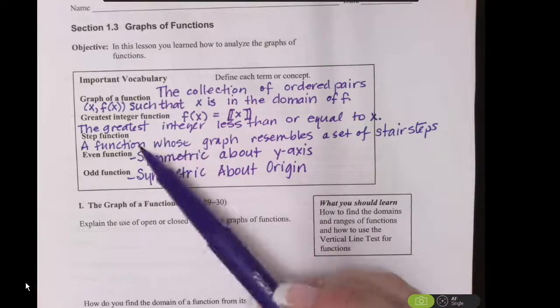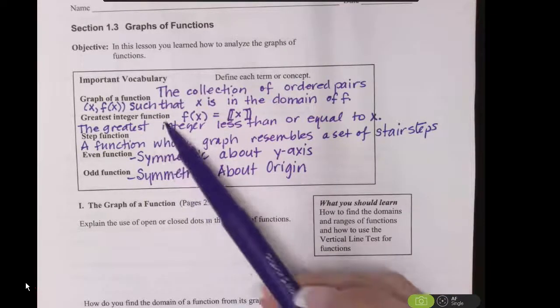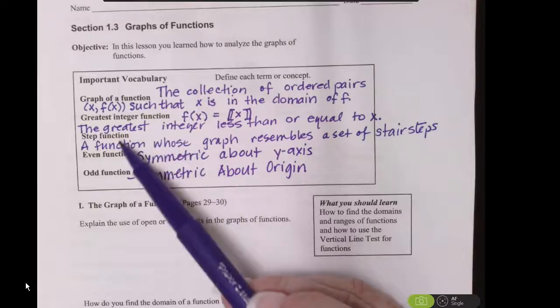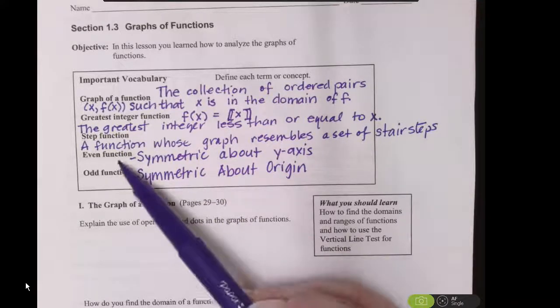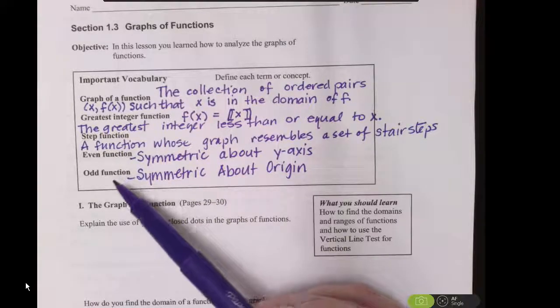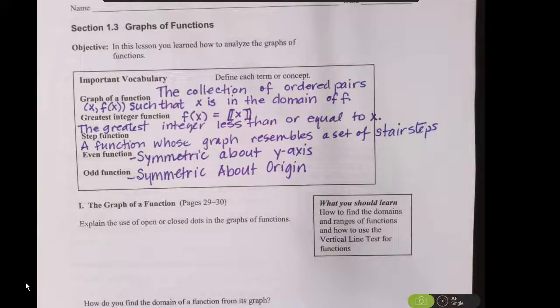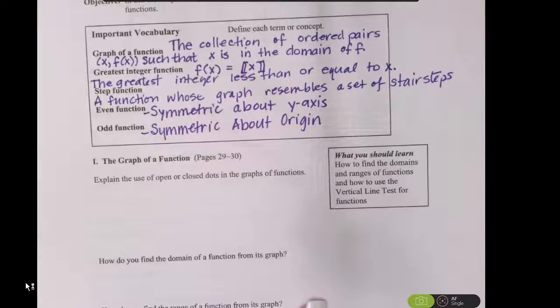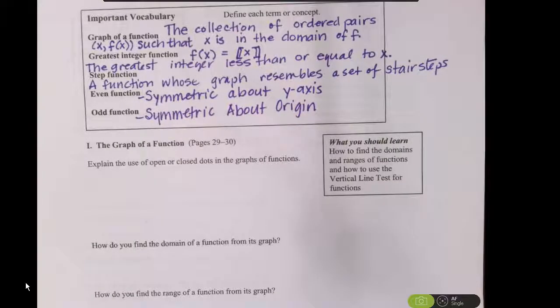So we're going to be looking at the graphs of functions, something called a greatest integer function. When you graph it, it creates a step function. And what is an even and an odd function, and how can you tell the difference? So let's talk about the use of open and closed circles in our graphs.